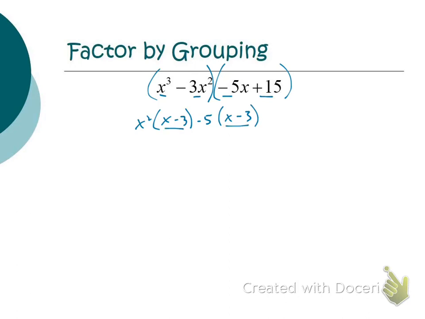And look, these parentheses are the same. So we're going to factor out that common factor of x minus 3. And then the other factor is going to be x squared minus 5.